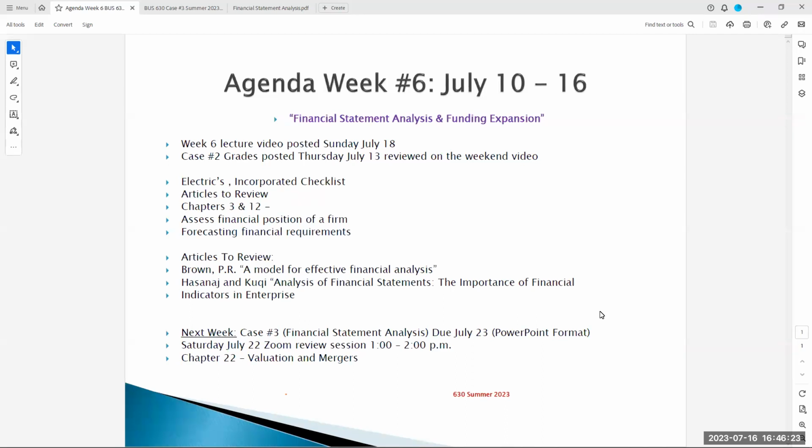And we'll just review and begin our discussions of financial analysis and valuation and mergers. We'll have another video on Monday, July 17th, which will go over some more specifics about financial statement analysis, which you'll be doing in your case number 3, and also talking about valuation and mergers. So let's first of all review our case number 2 solutions.